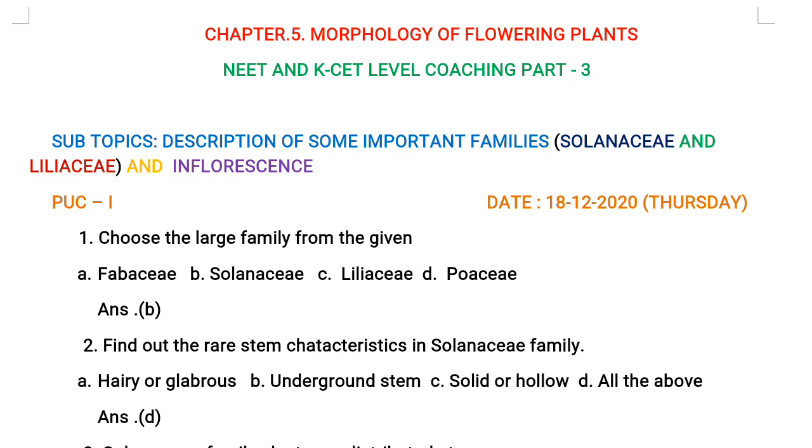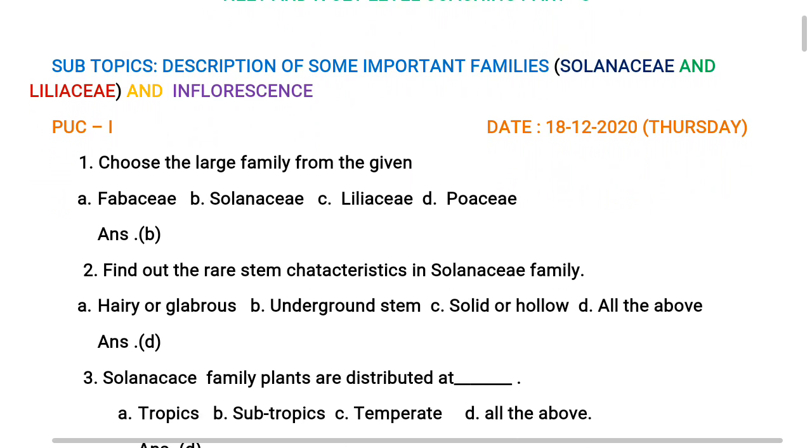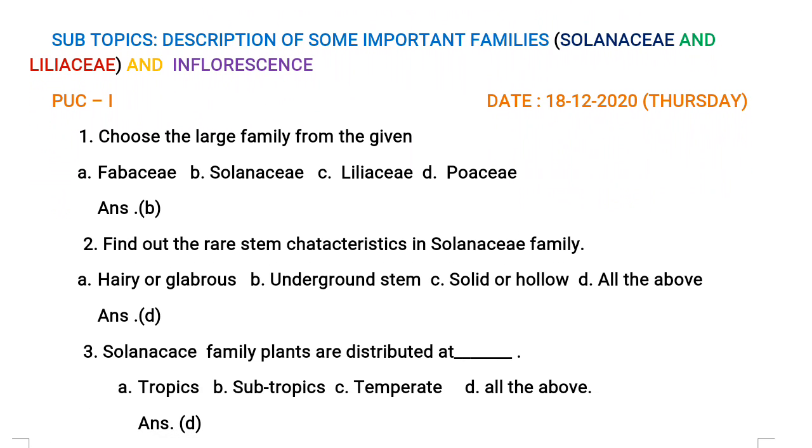Solanaceae family is considered a large family because it is widely distributed in tropics, subtropics, and temperate zones also. So whatever the climatic conditions, it grows very easily. That's why it is commonly called a large family, and another name is potato family. Understood?